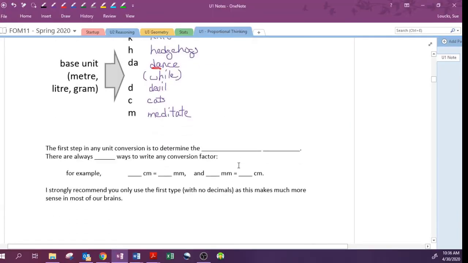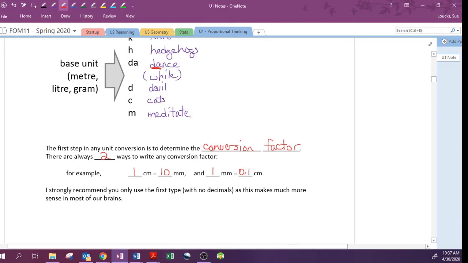All right. So the first step in any unit conversion is to determine the conversion factor. And there are always two ways to write any conversion factor. So for example, I can say that 1 centimeter equals 10 millimeters, or I can say that 1 millimeter is 0.1 centimeter, because a millimeter is 1/10 of a centimeter.